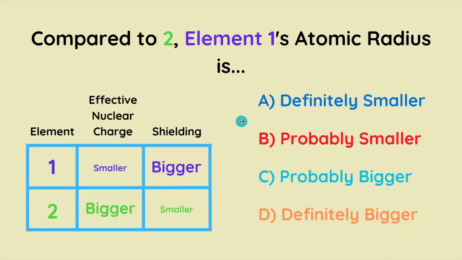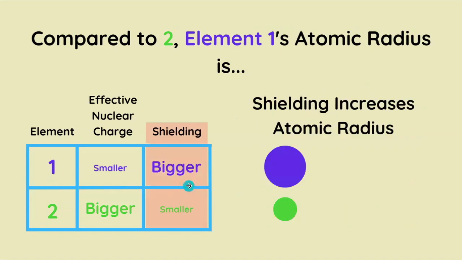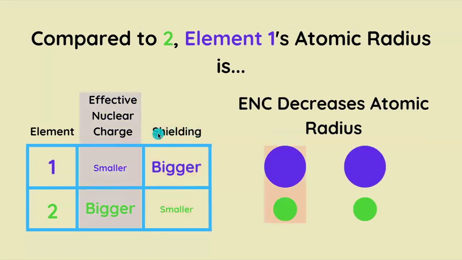Compared to element 2, element 1's atomic radius is definitely smaller, probably bigger, or definitely bigger. Well, if we look at shielding, this factor increases atomic radius. So if shielding is bigger for 1, then that's a tick in the column that 1 has a larger atomic radius than 2. What about for effective nuclear charge?